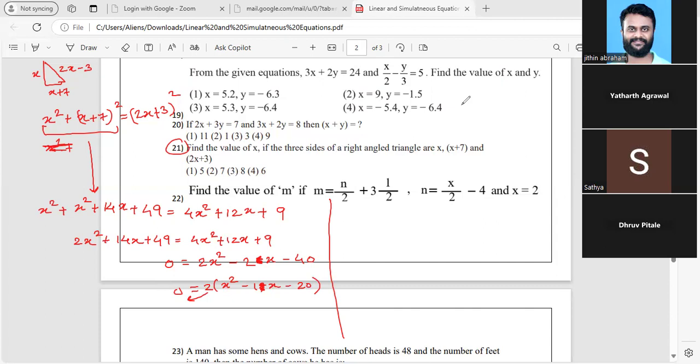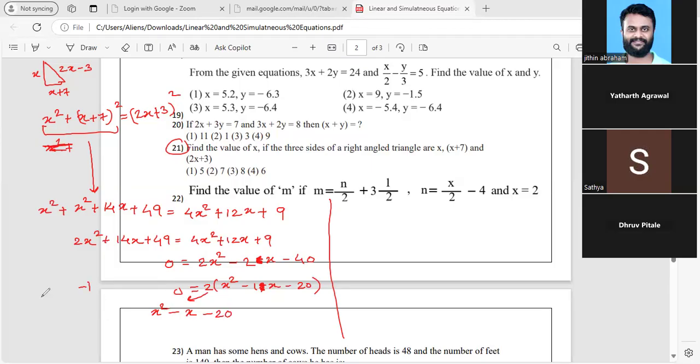Okay. So let me just explain first. While solving a quadratic equation, how can we solve? The equation is x square minus 1x minus 20. So what we have to do is look at the coefficient here, which is minus 1 in this case.